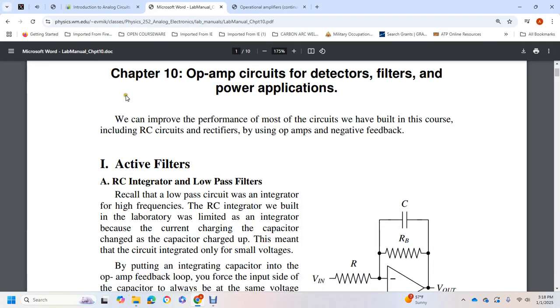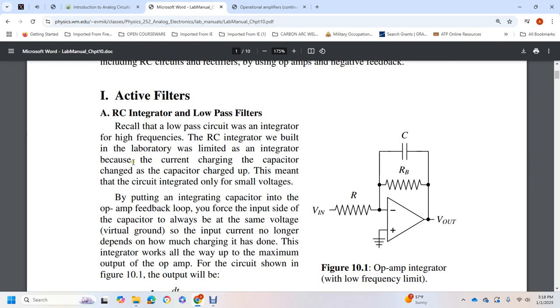1. Active filters. Recall the RC low pass filter, which is an integrator at high frequency. The RC integrator will be limited, with the current charging the capacitor as the capacitor charges up, so it integrates only a small voltage. But by putting the integrating capacitor in the op-amp feedback loop, the input side of the capacitor is always at the same voltage, virtual ground. The input current no longer depends on how much charge is on the capacitor.